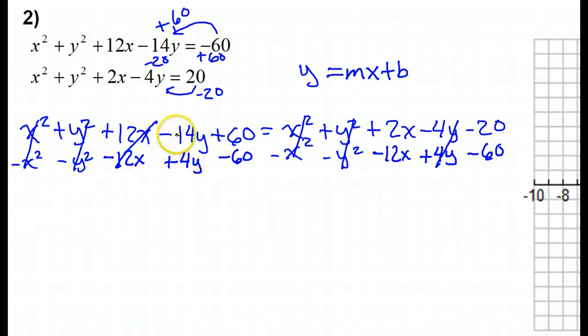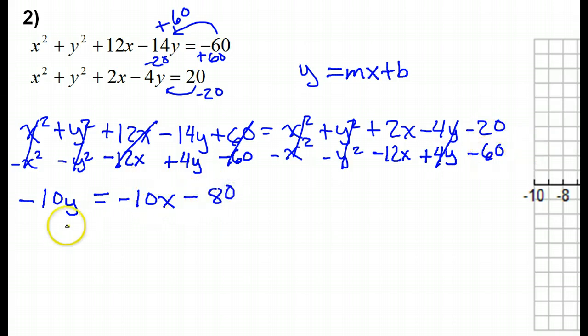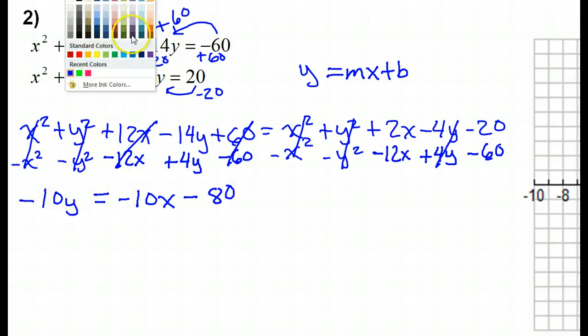Next time. So the y value, negative 14y plus 4y, that's negative 10y. These are gone, by the way. Equals, alright, and then I get my x's, so I've got positive 2 and negative 12, well that's negative 10x, negative 20 and negative 60, so that's negative 80. So I've got this. Let's divide everything by negative 10.